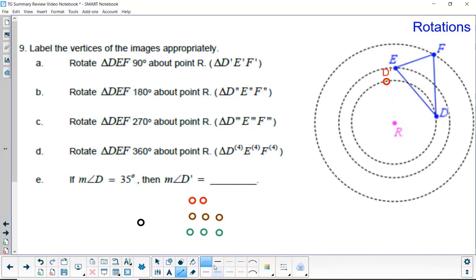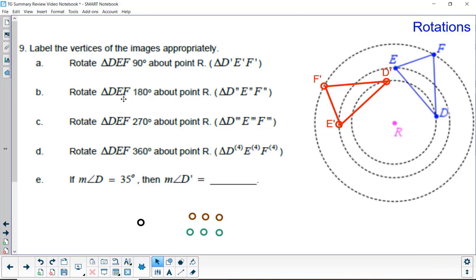Similarly, I'm going to do the same with E, only this is on the second circle, so straight up to E and then make 90 degrees there, and that's where E prime will be. And then finally for F. So I'll go R to F on the outside circle, and then make a 90-degree angle over this way on that outside circle, and that's where F prime is going to be. And there's my first image triangle.